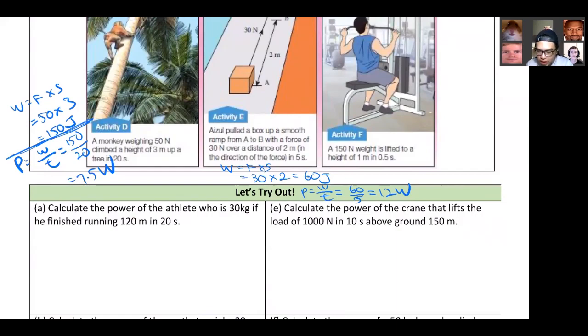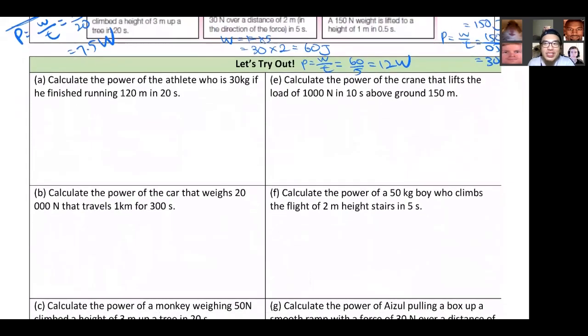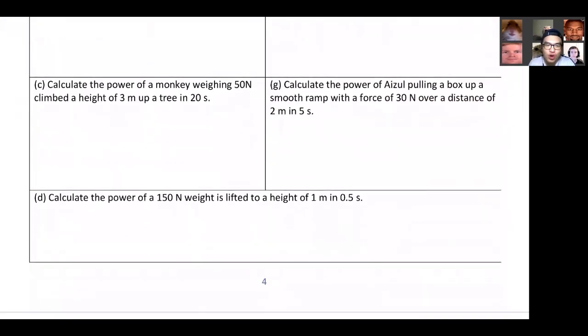Okay, so for activity F, a 150 Newton weight is lifted to a height of 1 meter in 0.5 seconds. So what is work done? Force times displacement. Force is 150, displacement is 1. So you get 150 joule. For power, it is work done divided by time, which is 150 divided by 0.5. You should get 300 watt. Okay, simple. You just divide by time. Bahagi masa sahaja.